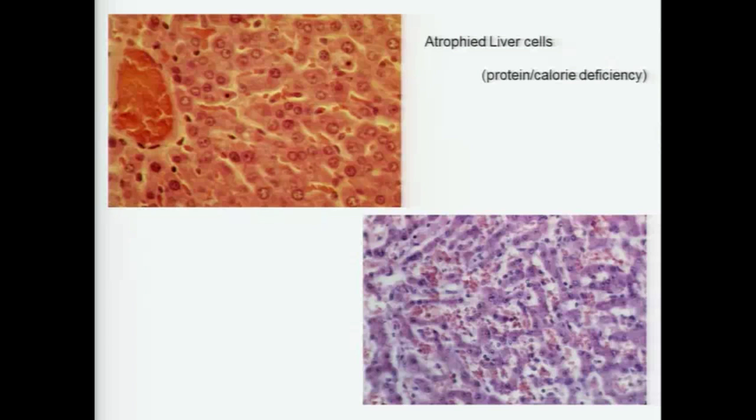The images on the slide here show liver tissue, both healthy liver tissue in the upper left, and atrophied liver tissue as a result of essentially starvation. Prolonged protein or caloric deficiency causes the liver to scale down its structure and atrophy to a certain extent. And what's common among these examples of reversible cell injury is that they are reversible. They are not permanent changes.